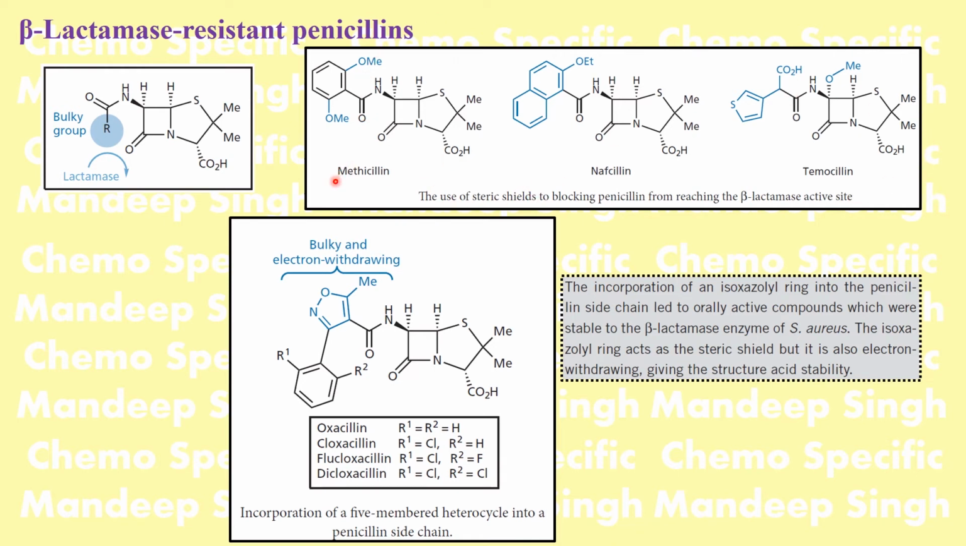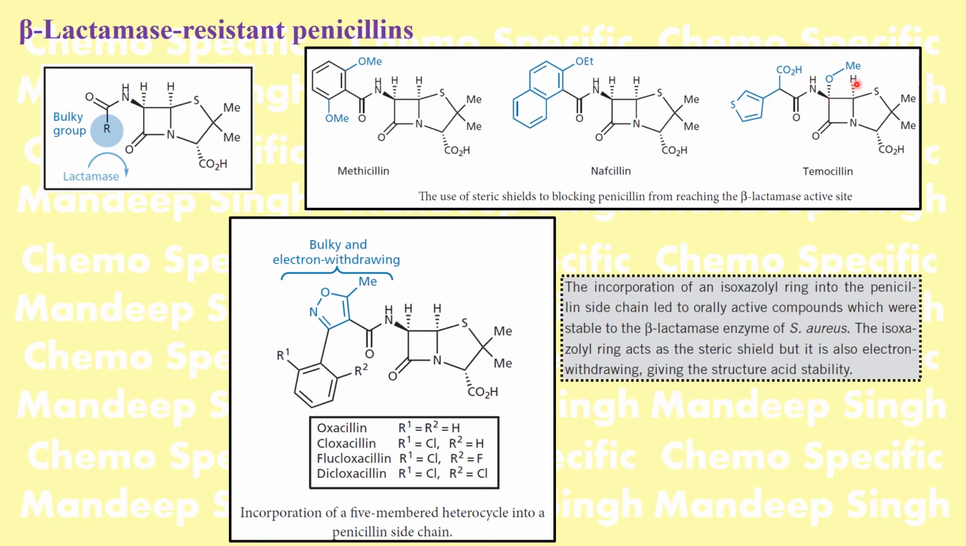Here I have depicted a few of them. The first one is methicillin, where you have this particular aryl group. They are also regarded as a steric shield approach, meaning they act as a steric shield against the beta-lactamase enzyme. The other one is nafcillin, and the third one is temocillin. Here in temocillin, you have a carboxylic group, so it can also come under the category of carboxypenicillins, which we are going to study later. Now here, what I said is that on this particular side you can have other groups.